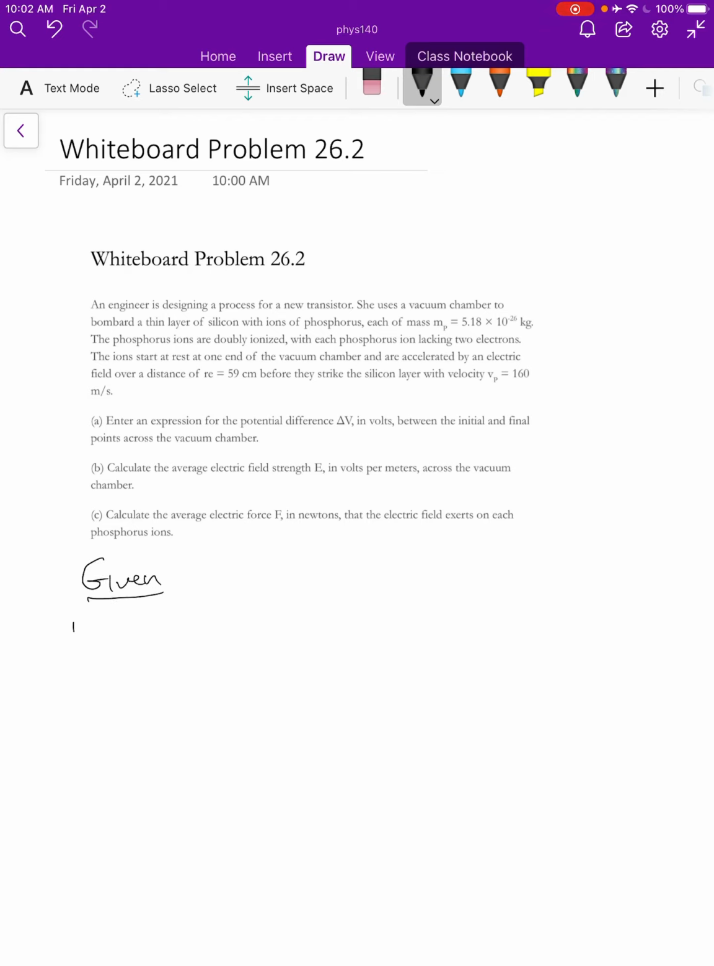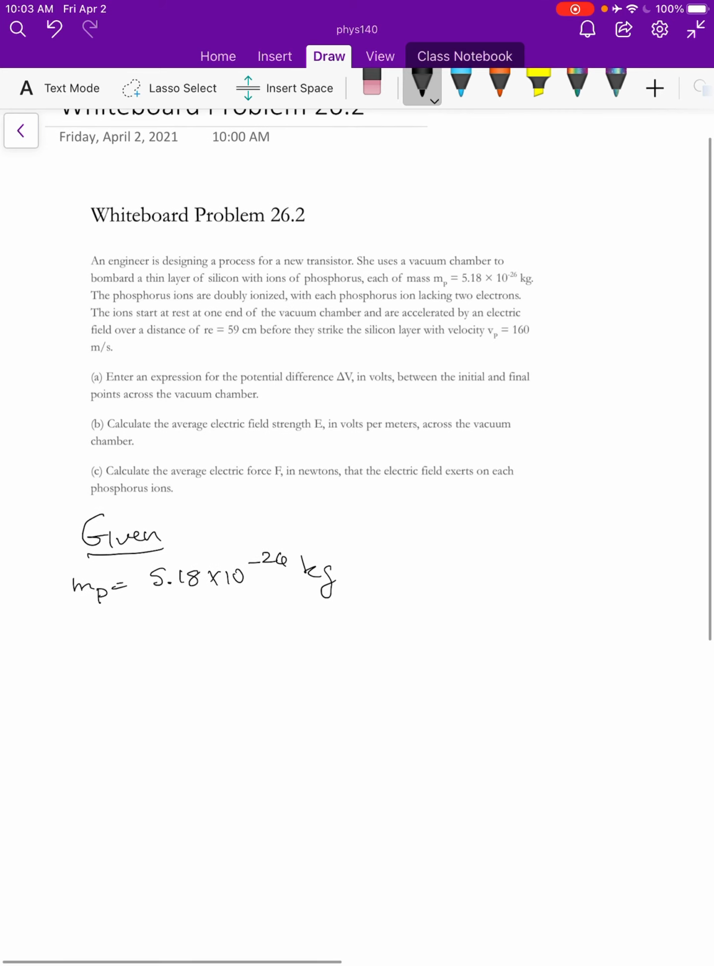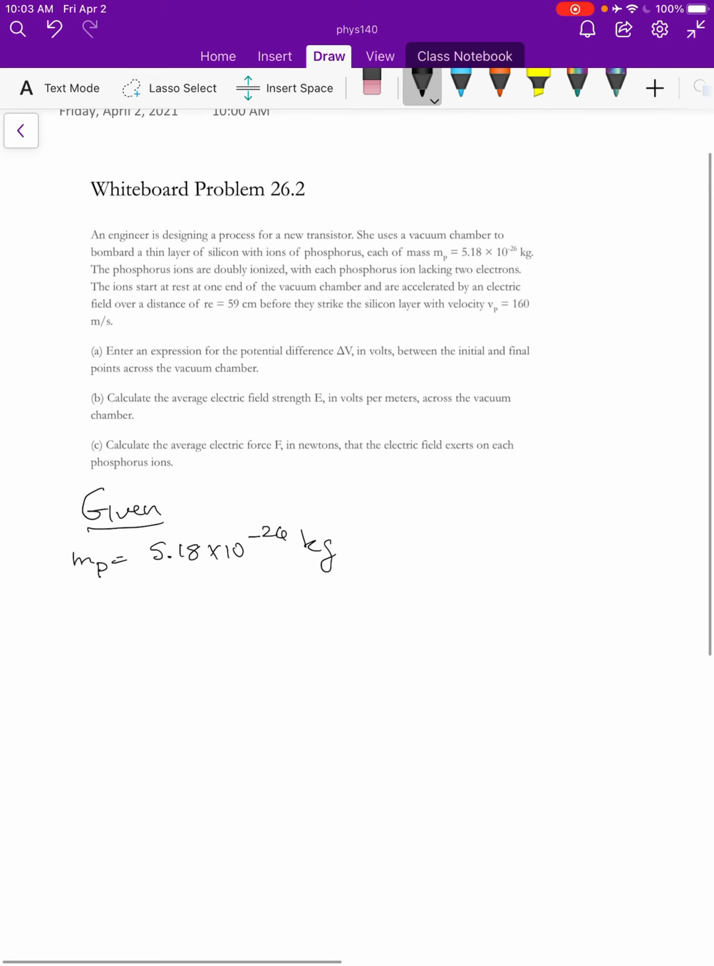Given the mass of the phosphorus ions, 5.18 times 10 to the minus 26 kilograms, okay? And then the phosphorus ions are doubly ionized, so the Q is 2 times the charge of an electron or proton, right? So it's 2 times 1.6, so that's 3.2 times 10 to the minus 16 coulombs.